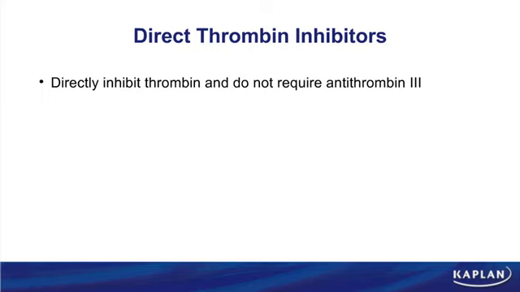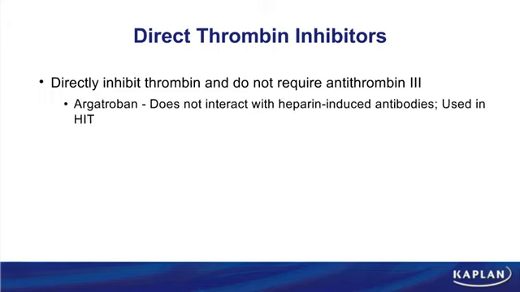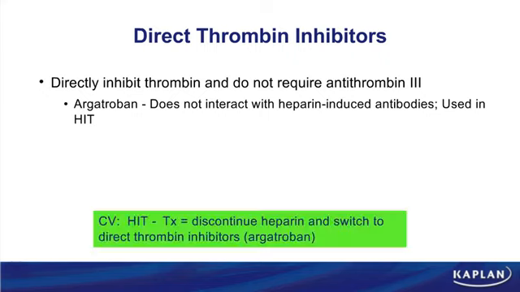Next, we want to look at our direct thrombin inhibitors. These drugs directly inhibit thrombin and don't require antithrombin 3, so their mechanism is different from the action of heparin or low molecular weight heparins. The first drug, argatroban, does not interact with heparin-induced antibodies, and that's why this drug can be used in heparin-induced thrombocytopenia.